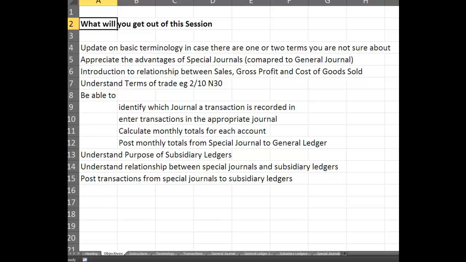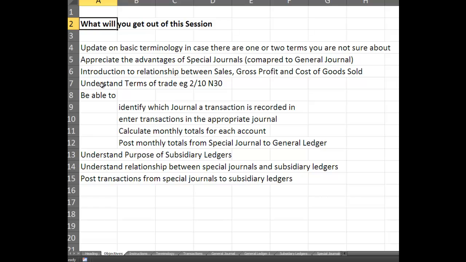ledger. However, we will start off in this case by a review of how we've done things up to now using the general journal as opposed to the special journals. And that will also help you appreciate the advantage of the special journals, especially compared to the general journal. We'll also talk a little bit about the terms of trade. You'll need to know that when we get to discounts.